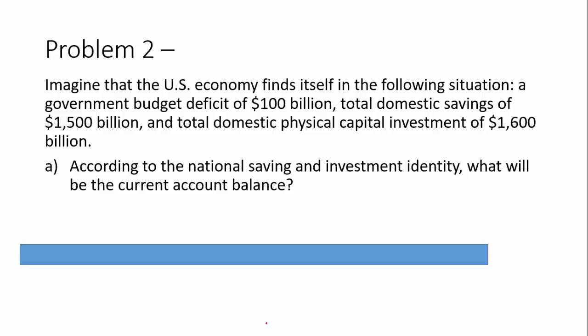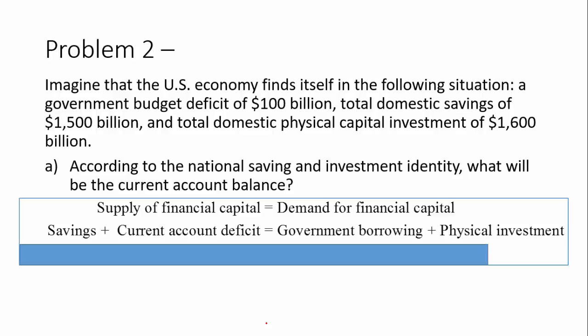So problem 2. Imagine that the U.S. economy finds itself in the following situation. A government budget deficit of $100 billion, total domestic savings of $1,500 billion, and total domestic physical capital investment of $1,600 billion. So anyways, part A says, according to the National Saving and Investment Identity, what will be the current account balance? So let's take a look at this.